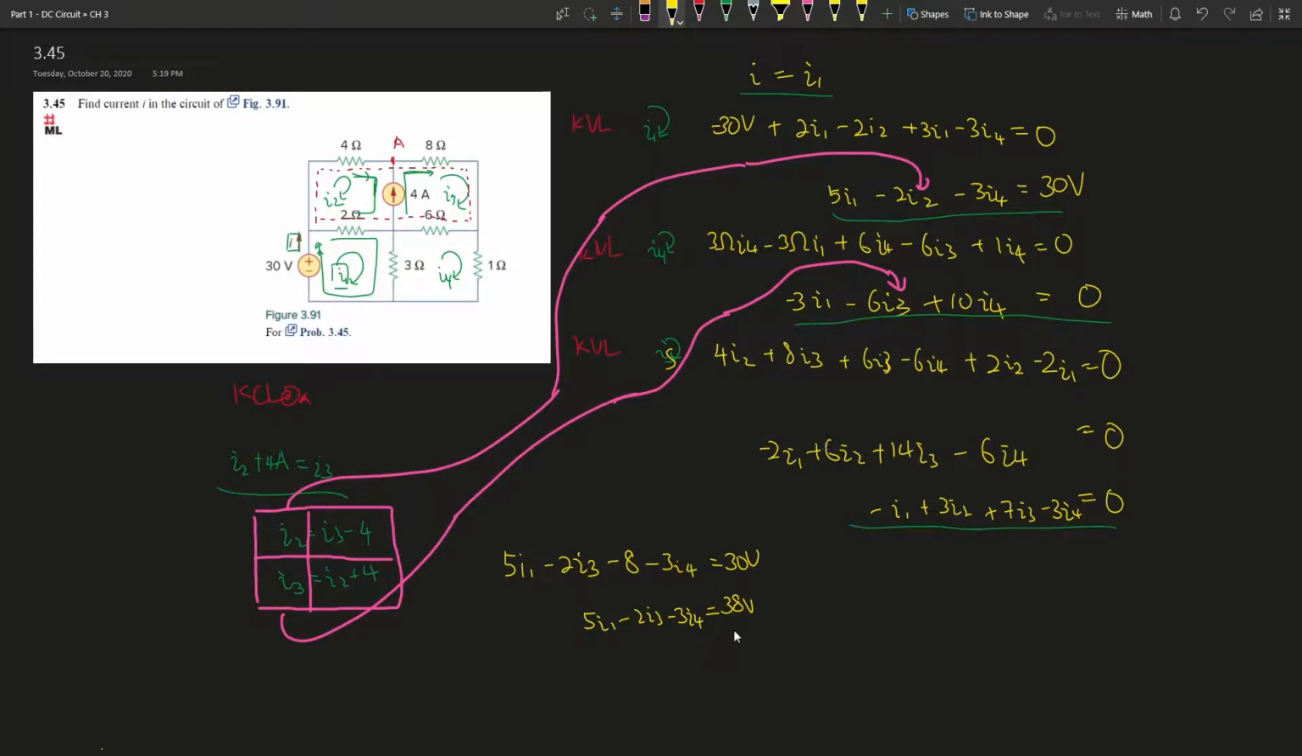I guess it's similar to the bottom equation. This whole thing gives us 0. So, comparing with this equation, we're not going to plug that in. Plus 10I4 equals 0. I guess we can multiply this equation by 3 and then subtract them to get rid of I3, and then we have I1 and I4 left.